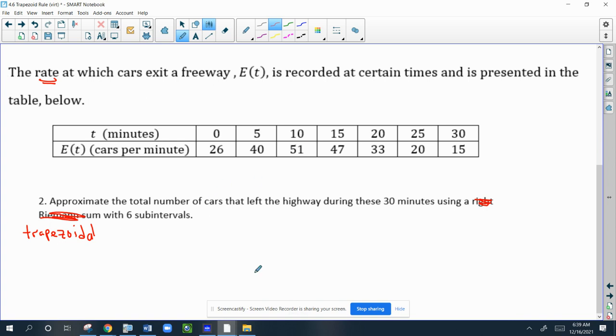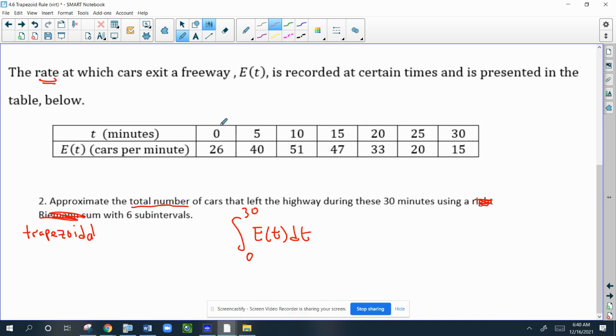So given a rate and asked to approximate a total number, you're going to have to integrate that rate to get the total number. Now, the limits depend on during which interval we want the total number, and it's saying during the 30 minutes. So this is how you would find the total number of cars that left a highway given this table of rates. Now, we don't have the actual function, so we're going to have to approximate this integral. And we're going to use trapezoidal sums because it's telling us to, with 6 subintervals.